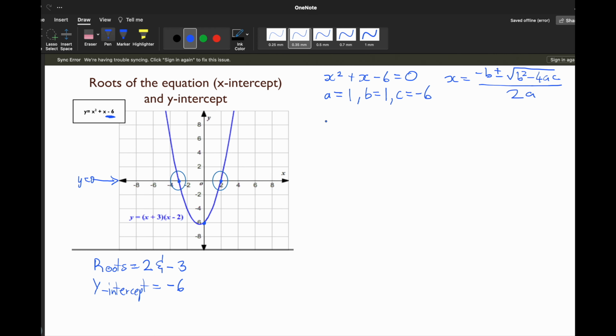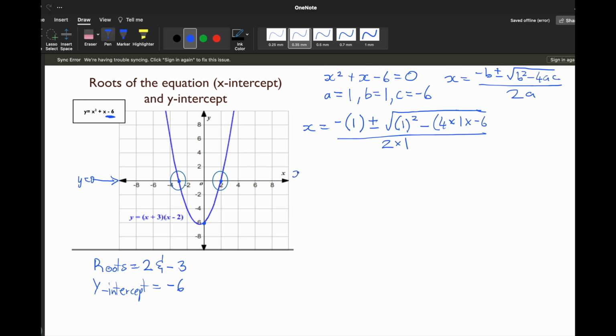All right, so what we will see is x is equal to minus b. So minus b, so this time b is just positive. So minus 1 plus or minus the square root of b squared. So b is 1. So 1 squared minus 4 times a, which is 1. So 4 times 1 times c, which is negative 6. Okay, and all of that goes over 2 times a, which is 1.